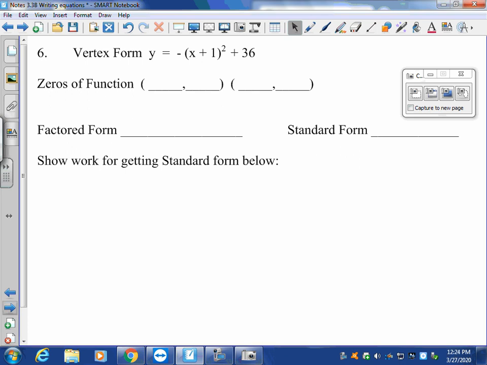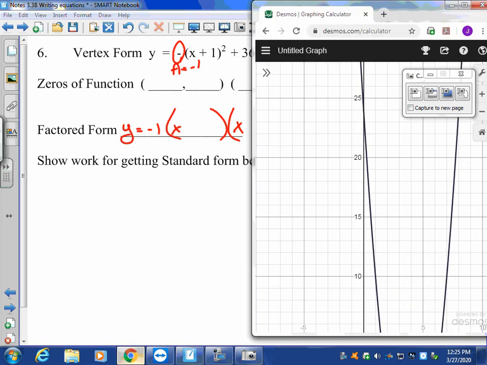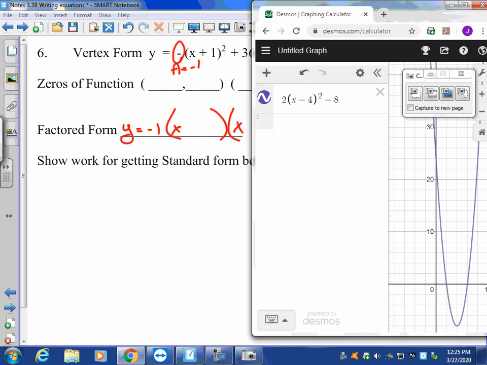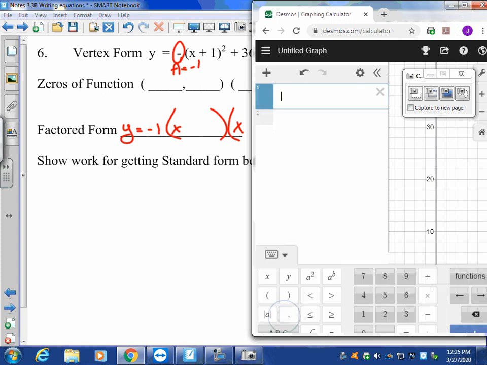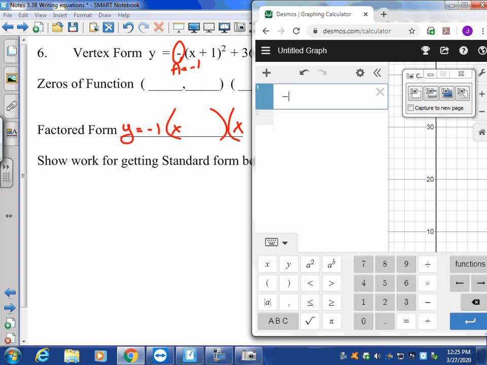So again, we're looking at factored form. This A value, A is equal to negative 1, is going to go in front of the parentheses. You're going to make your 2 parentheses for the factored form. You're going to put that in the calculator to get your intercepts. So now I'm going to take out both of these equations and put in the new equation. Negative parentheses x plus 1 parentheses squared plus 36.